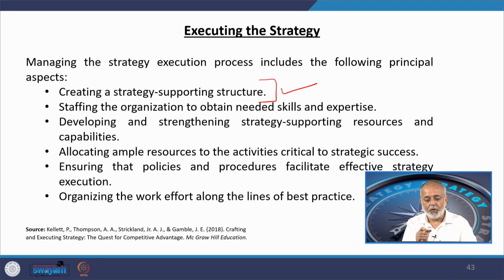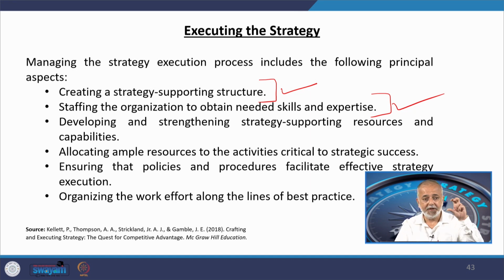Staffing the organization to obtain needed skills and expertise. How to bring in those people? Now, these are very important questions. If an organization is doing exceptionally well, having lots of profits and a huge brand image, everyone would like to join that. You just go to the campuses, you come to IIT Roorkee especially, and you would realize that yes, people are ready to work there.